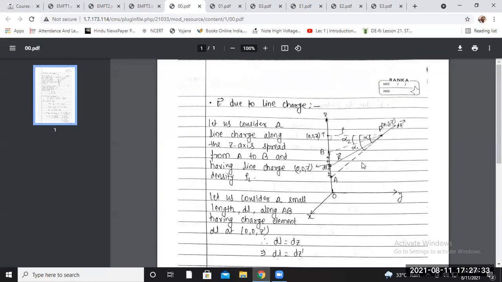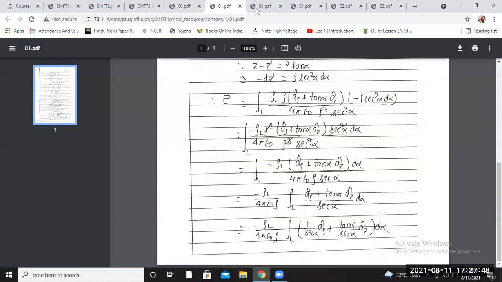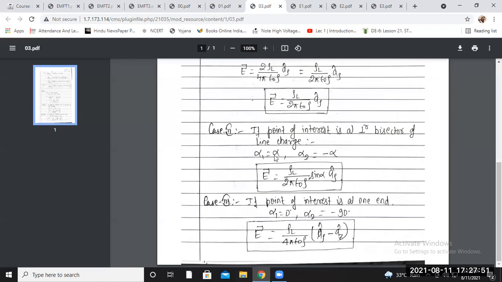So from this point, if you draw a point B, that means you are making an angle alpha in the downward direction, and if you draw from point A to point P, you are making an angle in the clockwise direction. So in that case, we have taken alpha 1 as a positive value and alpha 2 as a negative value. Putting the values of alpha 1 and alpha 2, you will get the electric field intensity as rho L upon 2 pi epsilon naught rho sin alpha a_rho cap.